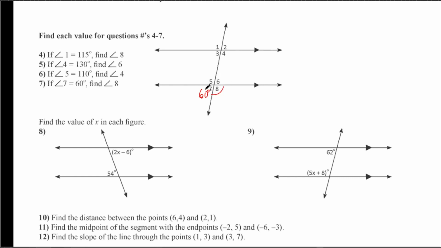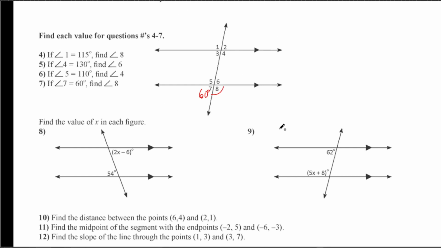What's the relationship between angle 7 and angle 8? They form a straight line. Or you could look at it and say angle 8 is obtuse, angle 7 is acute. What's true about an obtuse angle and an acute angle in this situation? They're supplementary. So you can do this in your head, can't you? 180 minus 60. And what's 180 minus 60? 120.